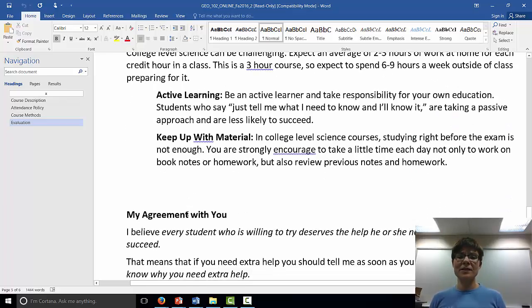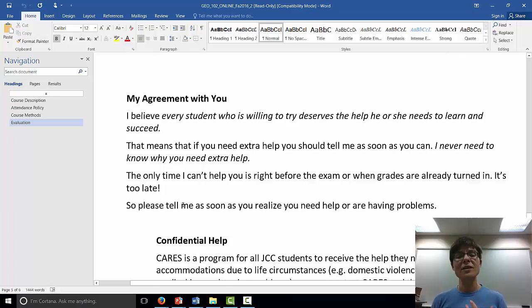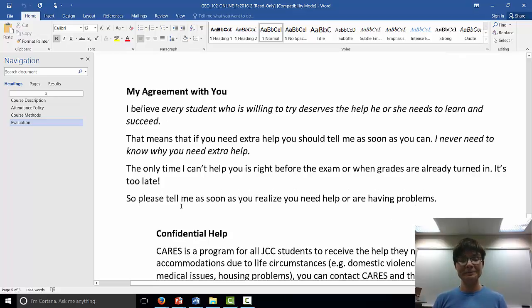Keeping up with the material. In college level science courses, studying right before the exam is not enough. You're strongly encouraged to take a little time each day, not only to work on book notes, but also review previous notes and homework. So I always recommend flashcards.